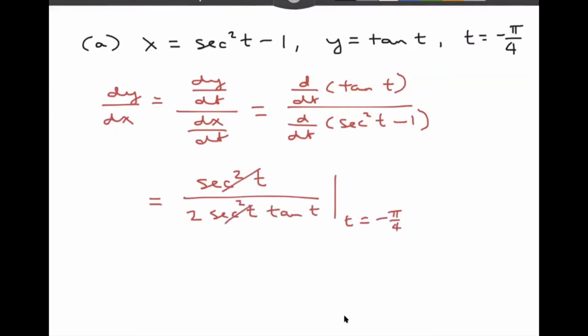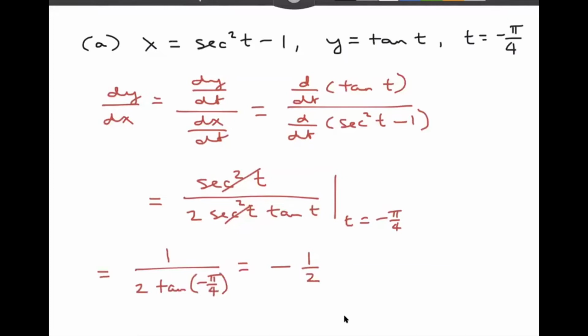All right, so we have 1 over 2 times the tangent of negative pi over 4. The tangent of negative pi over 4 is negative 1, so this is equal to negative 1/2. So that is the slope of the tangent line at t equals negative pi over 4.